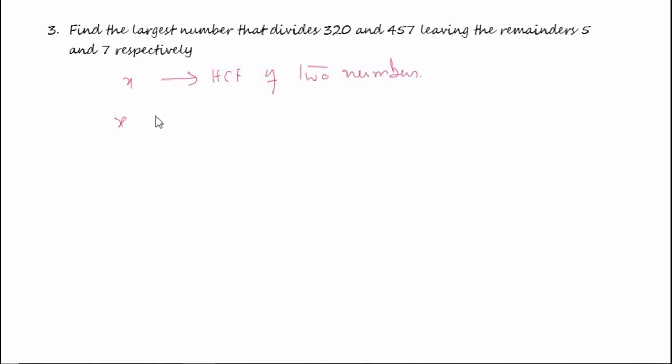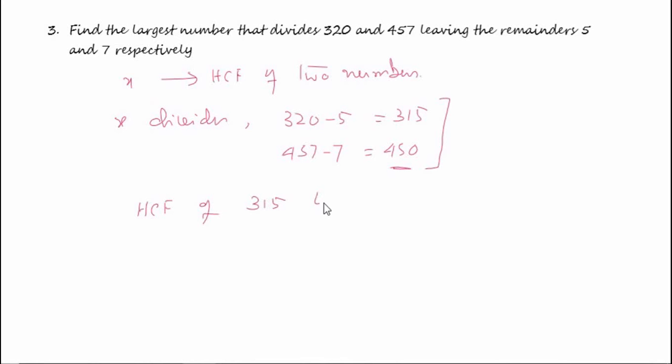So x divides not 320, x divides 320 minus the remainder 5. So x divides 315. Same way x divides 457 minus 7, that is 450. So there is a largest number which divides both 315 and 450. We need to find out that. So that is what? That is the HCF of 315 and 450. Let us find out the HCF of these two numbers.